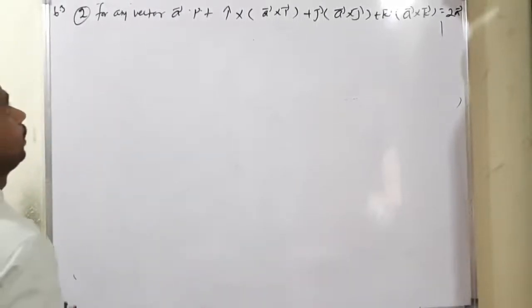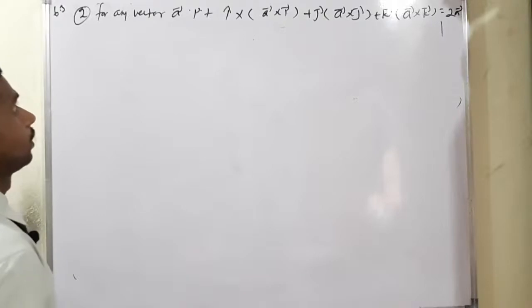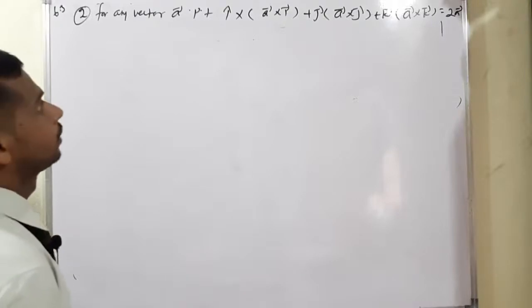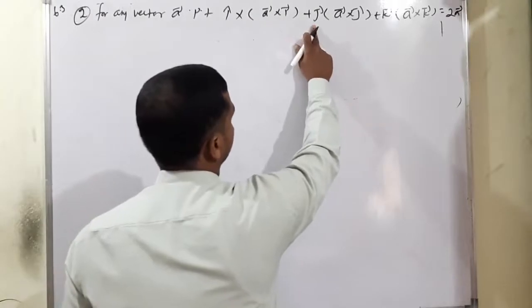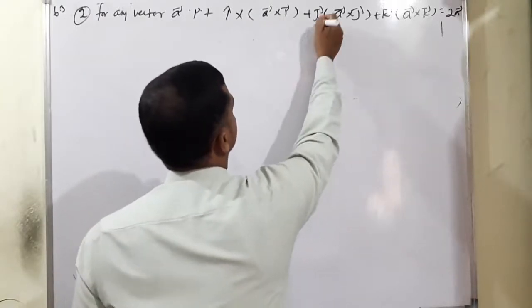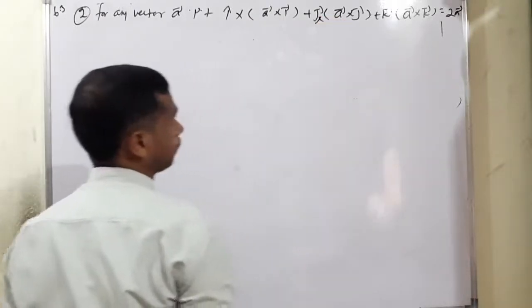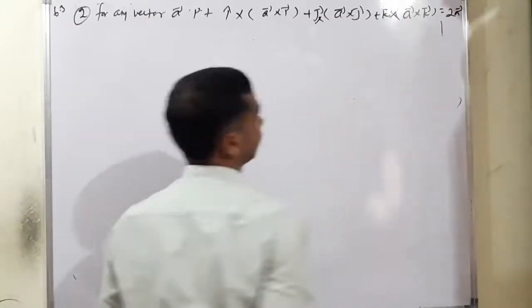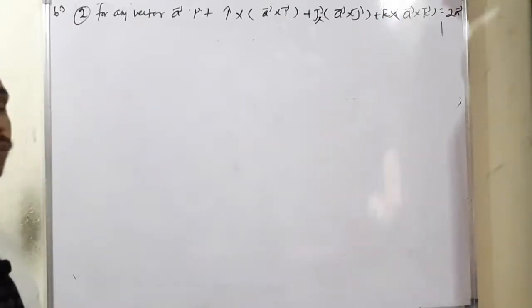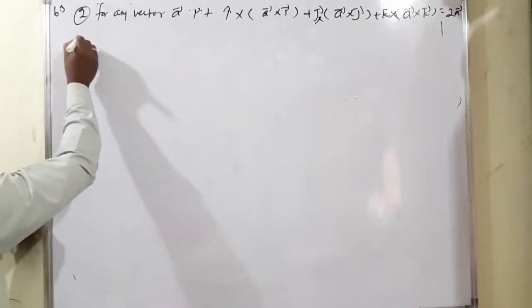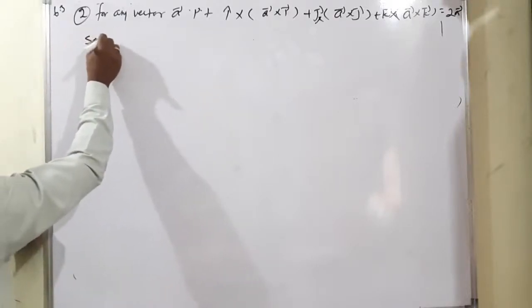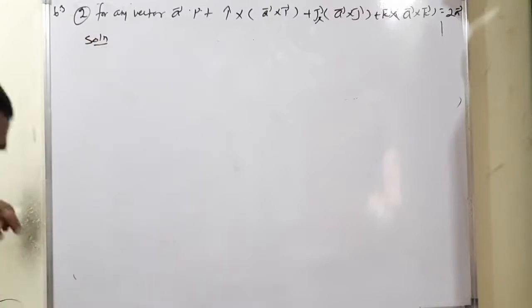Question: for any vector A, prove that I vector cross (A vector cross I vector) plus J vector cross (A vector cross J vector) plus K vector cross (A vector cross K vector) is equal to 2A vector. Okay, prove that question. Solution, one of the important questions.